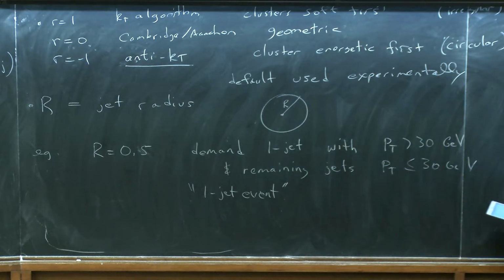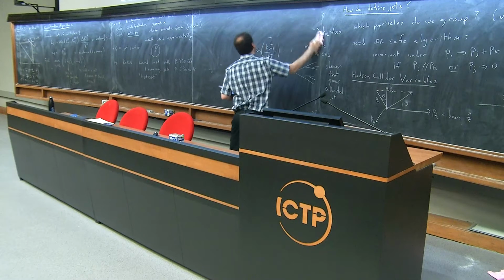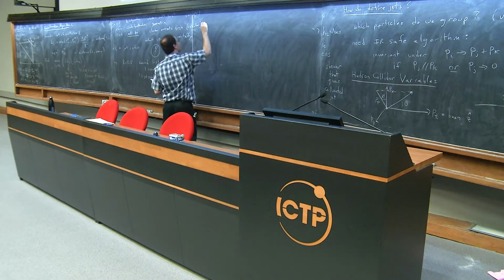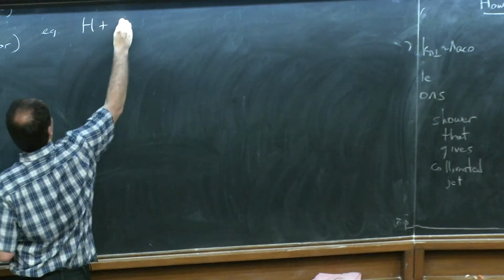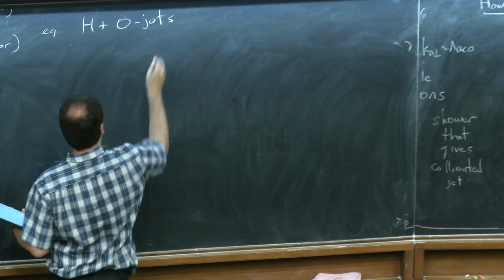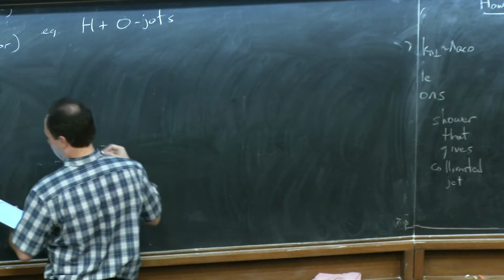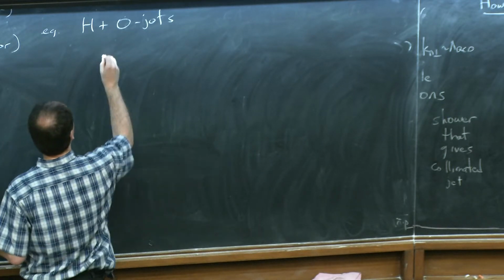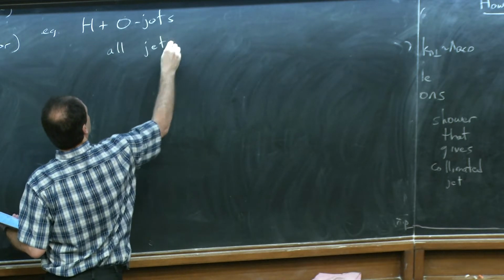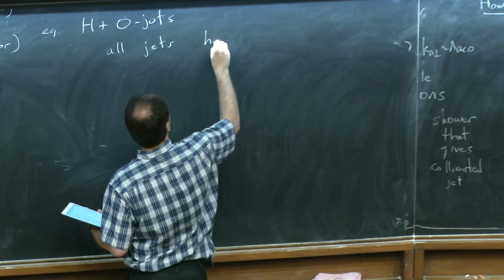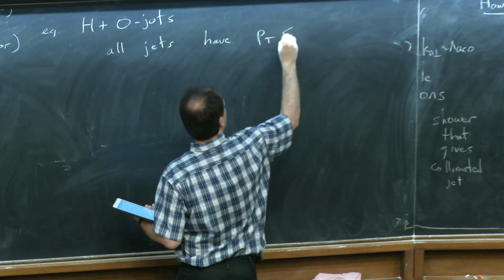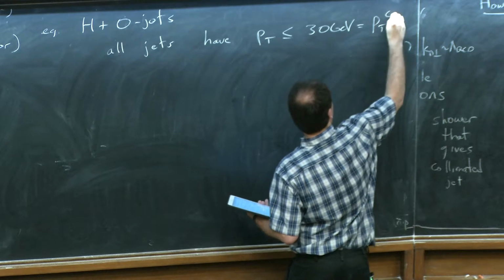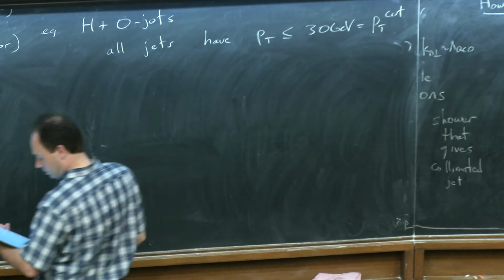Let me give you one other example. A zero jet example is even simpler. Say I had Higgs plus zero jets. This is one that we mentioned already, and it is actually used in the Higgs measurements for Higgs couplings. Here the cuts are even simpler. We just say all the jets have PT less than or equal to 30 GeV, which sometimes we call the PT cutoff that defines the zero jet bin.